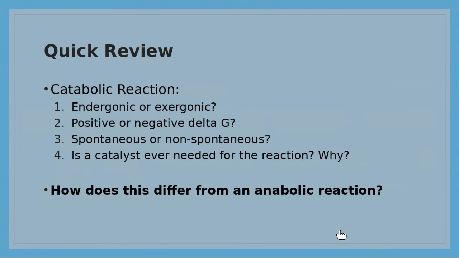Okay, so we just went through this, but just to do it again for the people who just came in. Catabolic reaction, is it endergonic or exergonic? Good. Is it a positive or negative delta G? Good. Spontaneous or non-spontaneous in the general sense? So without the speed bumps. Good. And is a catalyst ever needed for a catabolic reaction? And why would one be needed?